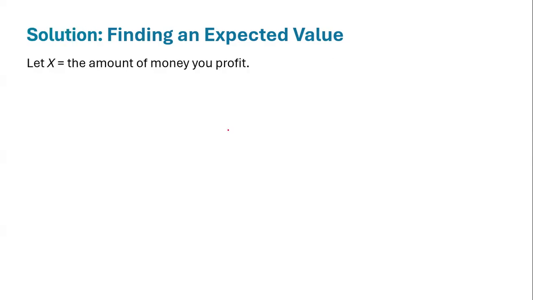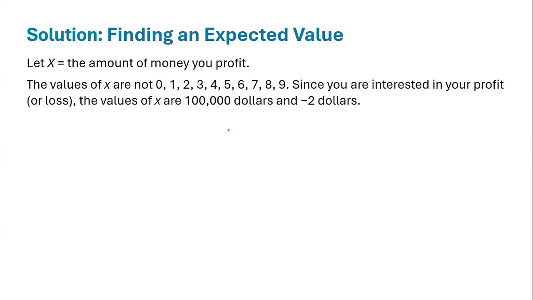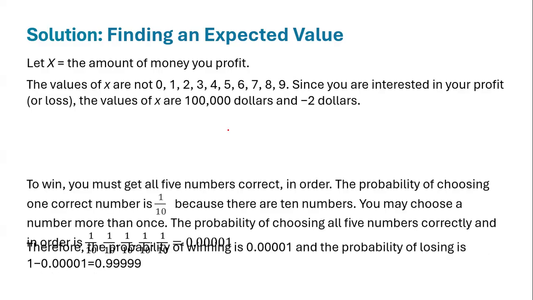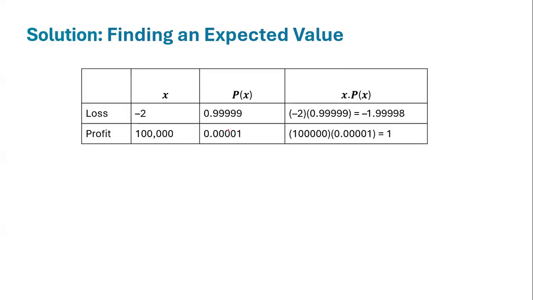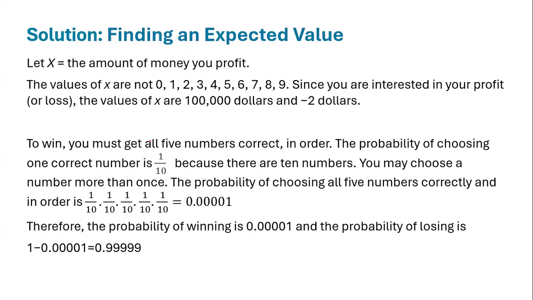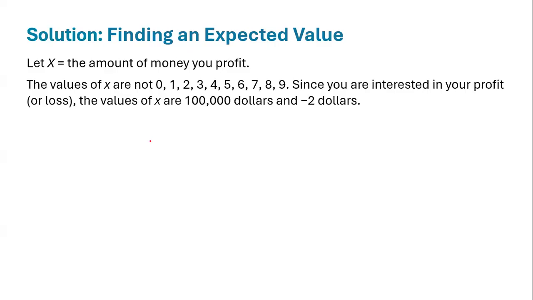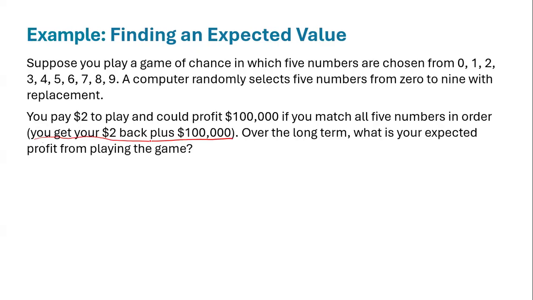So the x value, or the amount of money that you profit, is either -2 or $100,000. You only have two cases in this problem. And now, what is the probability? Now we get back to the problem. What's the probability of winning $100,000? What's the probability of winning nothing?